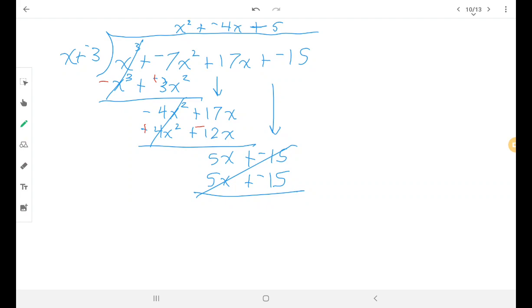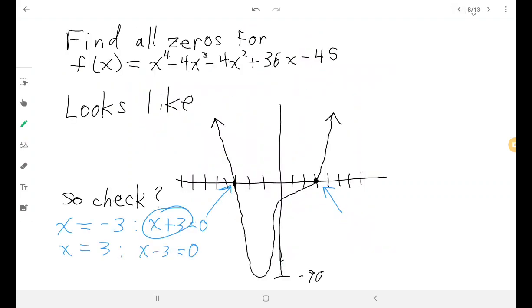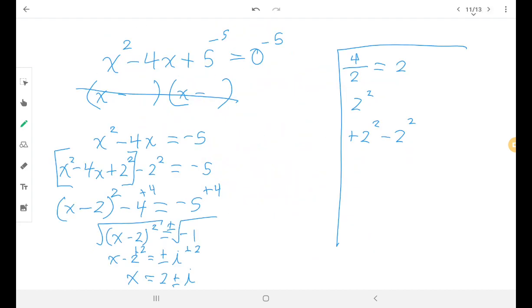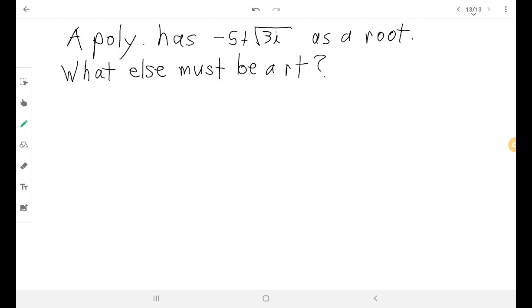So let's go back and look here. What were our first two answers? They were x equals -3 and 3. How many answers should we get? 4 answers. So -3 and 3 are 2 of the answers, and then 2 plus i and 2 minus i. So -3, 3, and then 2 plus i and 2 minus i are our 4 answers, our 4 solutions, our 4 zeros.